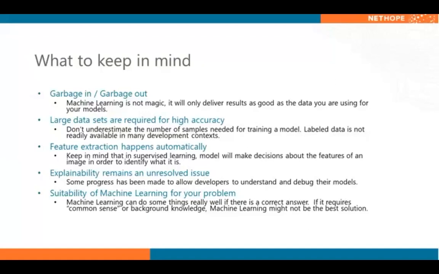There is no magic here. This is all math. You're matching labeled training data against later on predictive data, and you're seeing the results. So keep that in mind, please.